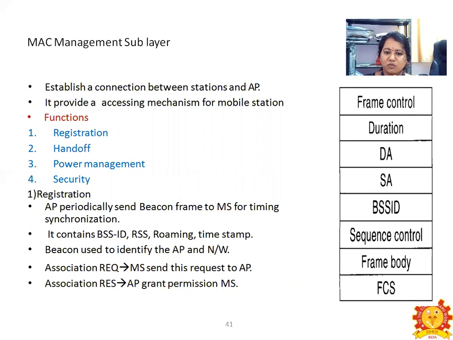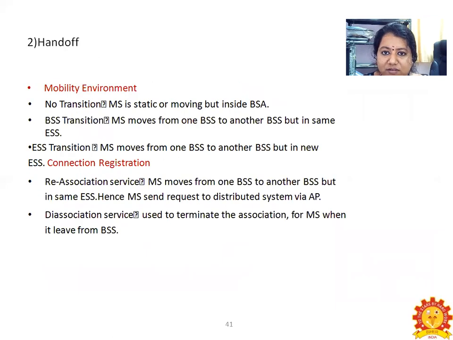The first we are going to talk about is registration. Here the AP periodically sends the beacon frame to mobile stations for timing synchronization. It contains the BSS ID, RSS, roaming, and timestamp. The beacon is used to identify the AP and the network. In the association request, the mobile station sends this request to the AP, whereas in the association response, the AP grants the permissions to the mobile station.